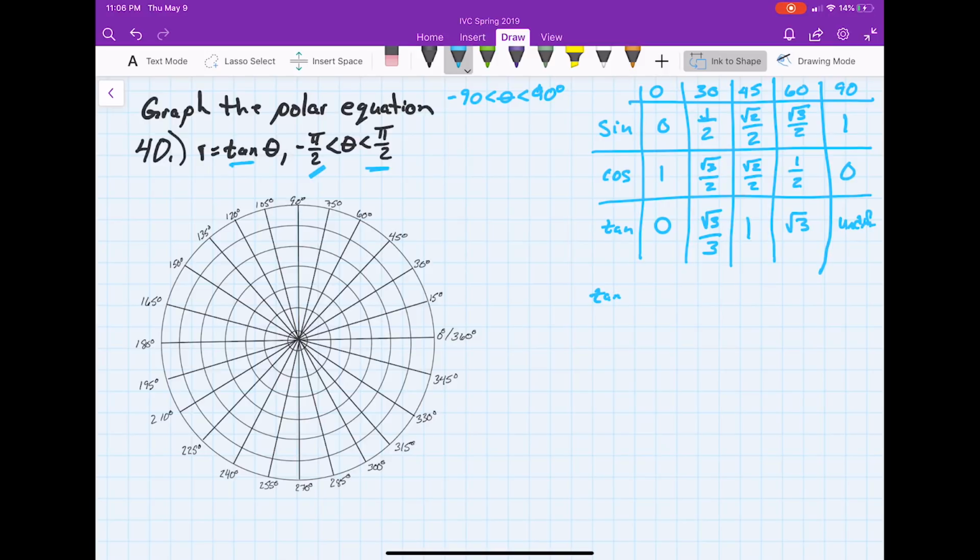What should I write next here? Let's do our theta and radius. There we go. So at 0 degrees, what is our radius? Well, at 0 degrees, tangent is 0, so radius is 0. At 30 degrees, it's square root of 3 over 3. At 45, it's 1. At 60, square root of 3. At 90, undefined.